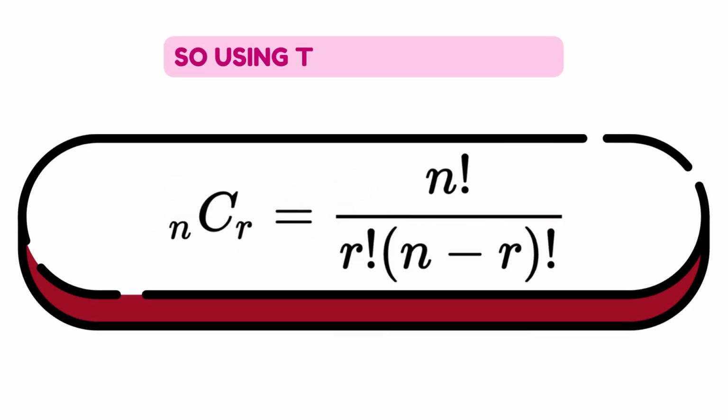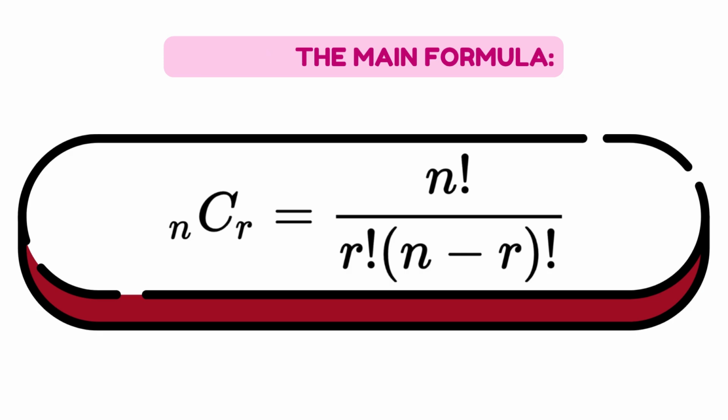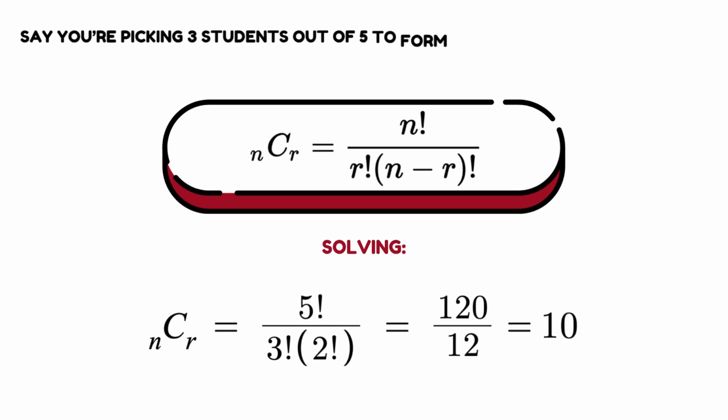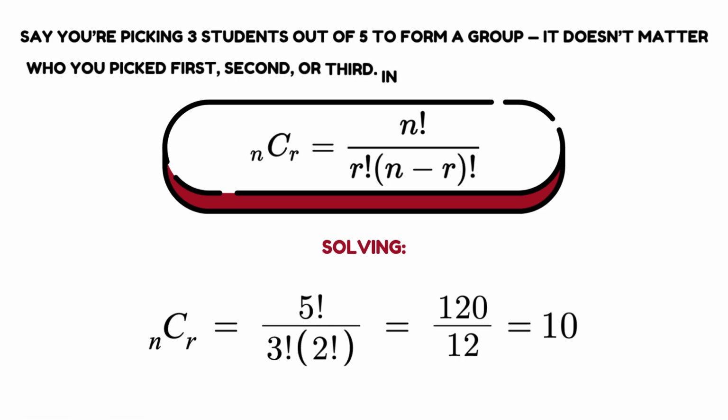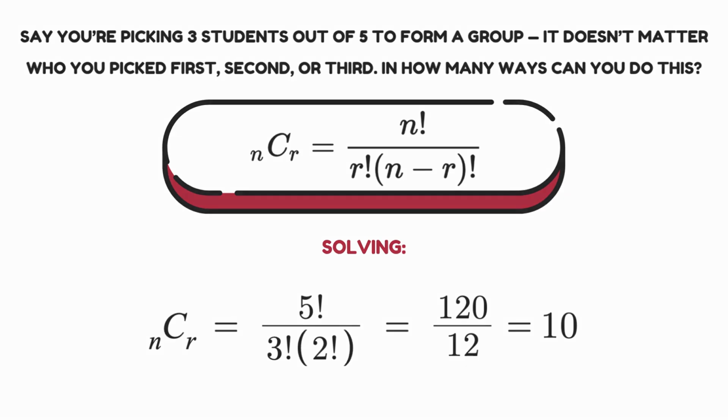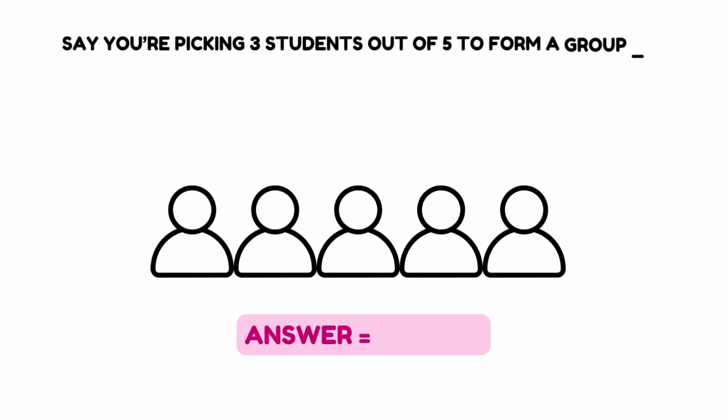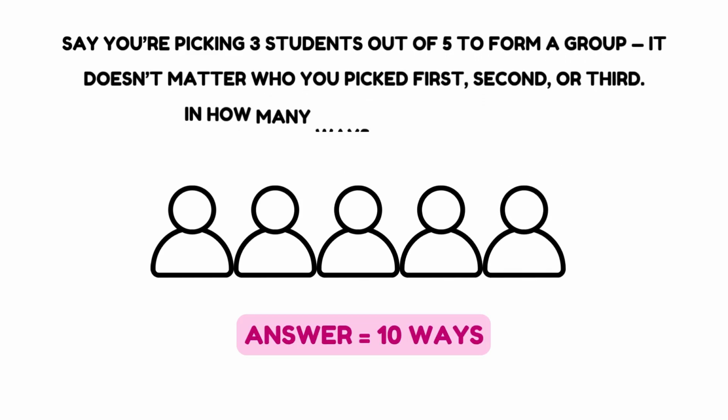Now let's recheck this by using our main formula for combinations. If we solve this, we've got nCr is equal to 5 factorial divided by 3 factorial times 2 factorial, which is equal to 120 divided by 12, which is the same as 10. And boom, that is the same answer as we got before when we were deriving our formula. So our answer here is that we can do this in 10 ways.